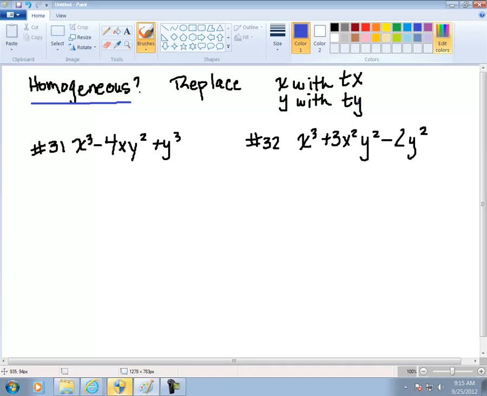All right, so what we do is we replace the x with tx and we replace the y with ty. If we can then factor out all the t's and not leave any inside, then it is in fact homogeneous. So let's start with this first example. So I'm going to replace x with tx and the y with ty.